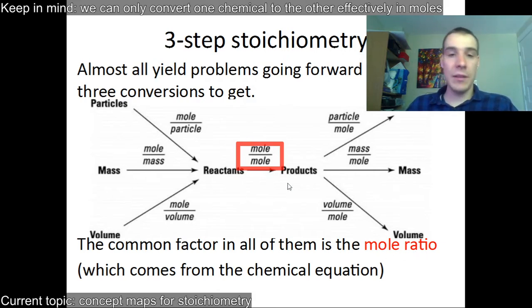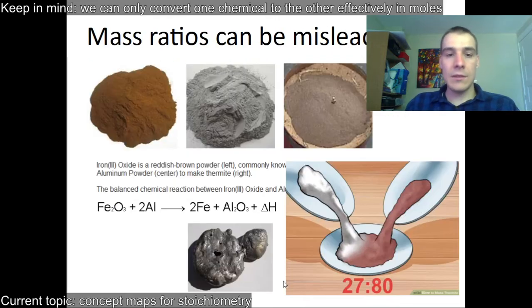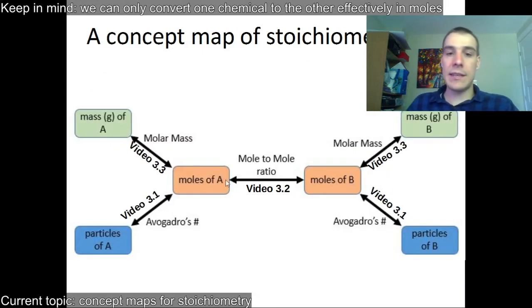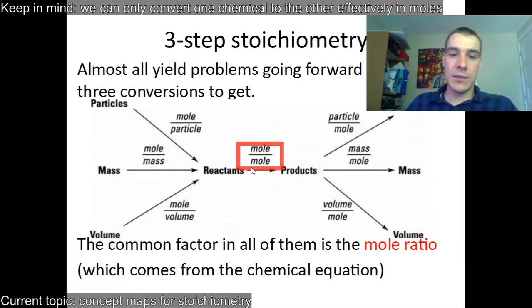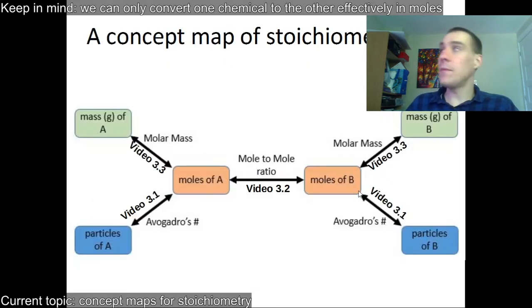The mole ratio. And that mole ratio, as we've learned, comes from the chemical equation. So for example, in thermite, the mole ratio of iron to aluminum is 1 iron for every 2 aluminums. If we have 4 moles of iron, we're going to need 8 moles of aluminum. That's that central piece of all of our conversions. When we go from A to B, we have to use that mole ratio.